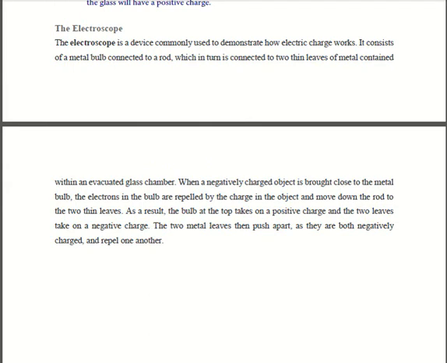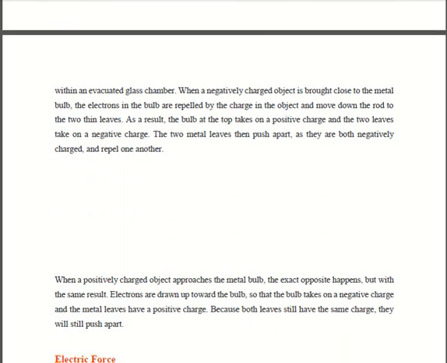So the last thing we want to talk about in charge is how can we measure it? How can we actually determine whether something does or does not have a charge? And the device that we can use for that is called the electroscope. An electroscope is a device that we commonly use to demonstrate how charge works. So you have some kind of metal bulb connected to a rod, connected to two thin leaves. So let's jump down to this little space down here and start working on it.